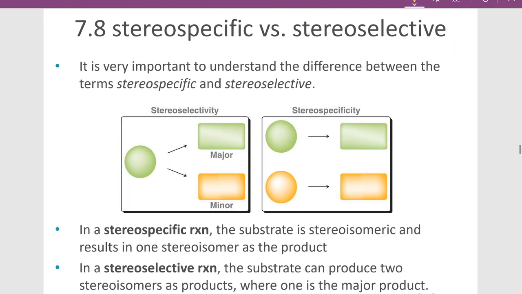All right, so stereospecific versus stereoselective. Stereoselectivity means that we've got our starting material here. We're going to have 2 possibilities for products, major and minor. Stereospecific, we've got the starting material can only give us 1 possible product.